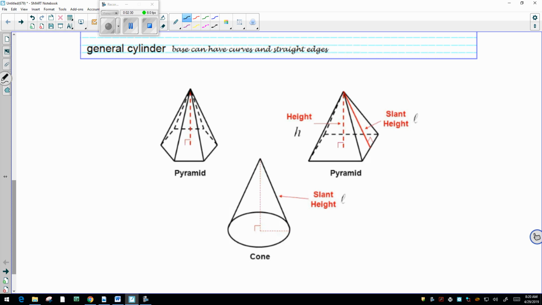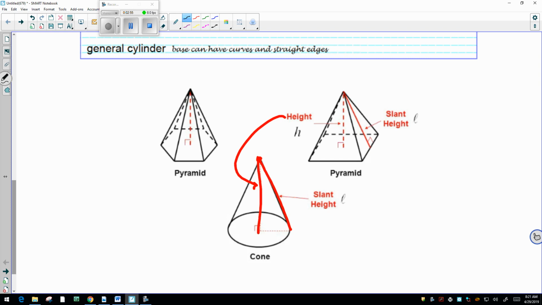Notice a couple of different parts that are labeled as well. We have a slant height, which is just that. It is the height that is slanted. And then we have a regular height. The regular height is always going to be the height that is perpendicular to the base. So I see in my square pyramid, I can see the difference between the height and the slant height. In my cone, again, my slant height is on the outside. The actual height is on the inside.